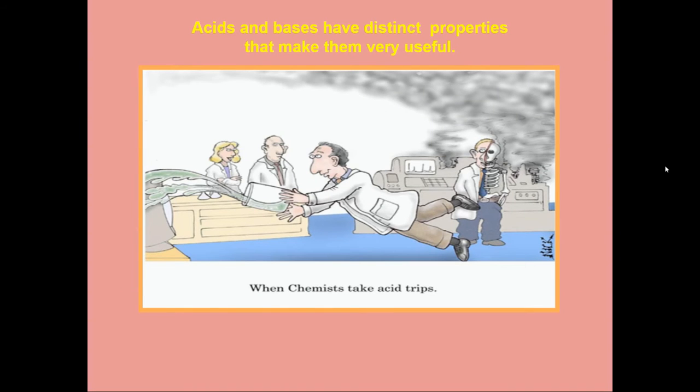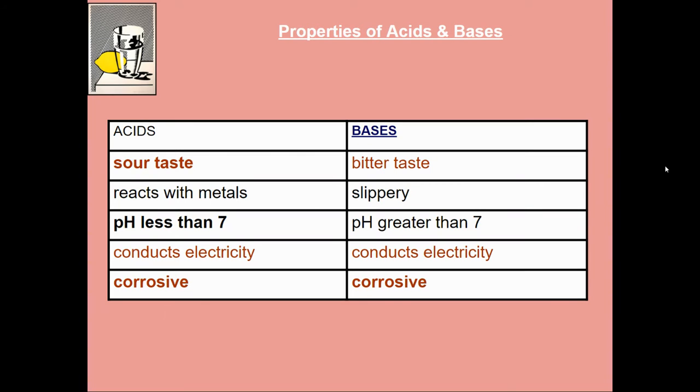So acids and bases have very distinct properties that make it very useful for us to use. These are them. Now, again, as a reminder, we will never taste anything in the lab, but we do know that acids as a property have a sour taste and bases have more of a bitter taste. The thing about acids is we don't touch them because they burn, usually. Think about a little bit of vinegar on your hand. If you have a cut, it burns.